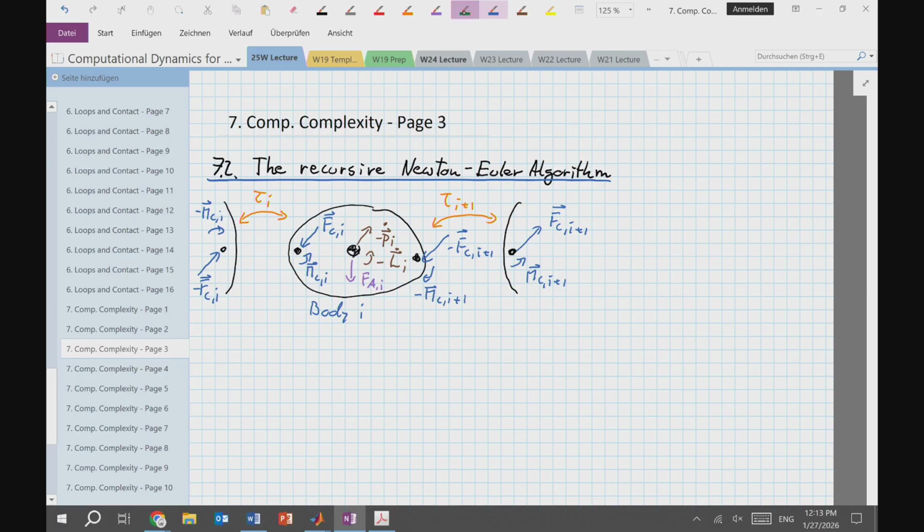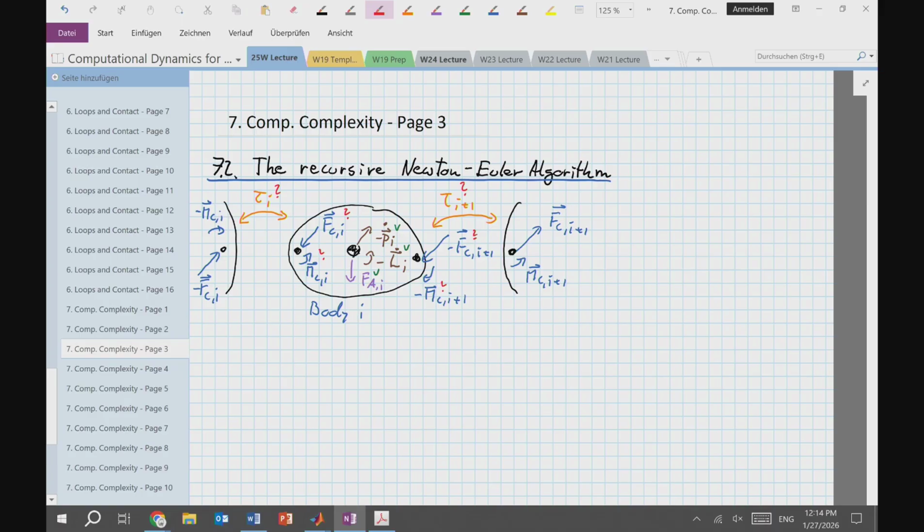Now, what do we know? We know accelerations, so we can compute P dot and L dot. We know configurations, so we can compute this. What we don't know are the constrained torques and constrained forces on both the incoming and outgoing joints. And of course, we don't know the tau i's. This is actually what we want to compute. So we have how many unknowns? 6 on the left, 6 on the right, 12 unknowns.